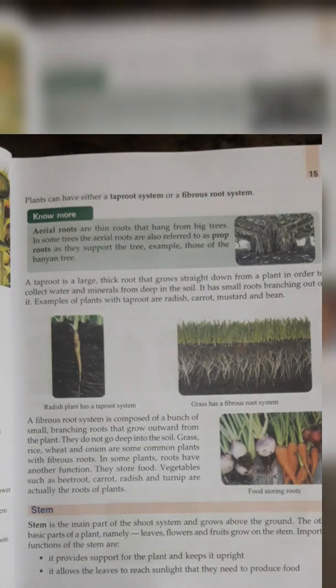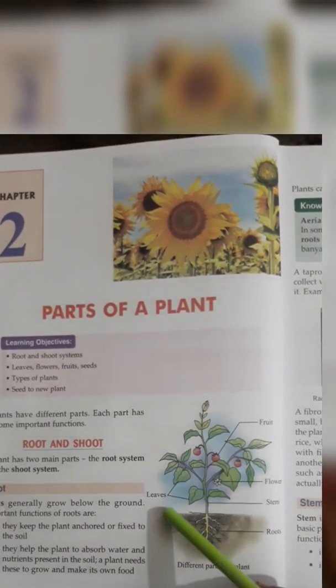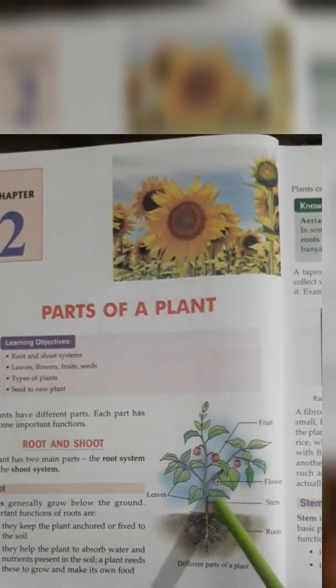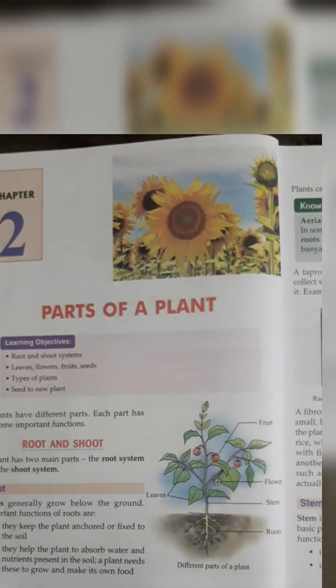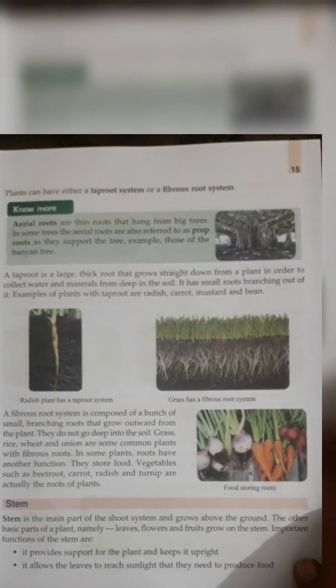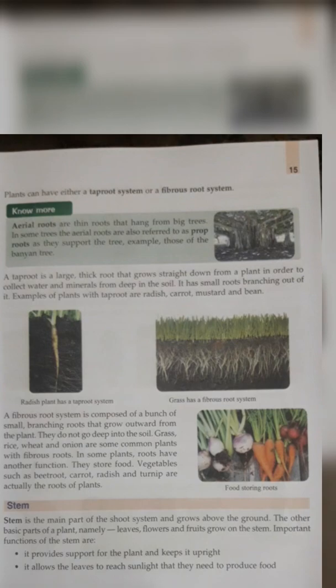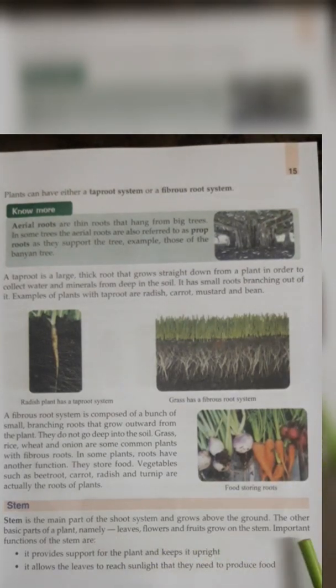Now stem. Stem is the main part of the shoot system and grows above the ground. Now look at this picture. This is the root part and this is the stem that grows above the ground. The other basic parts of a plant, namely leaves, flowers and fruits, grow on the stem.